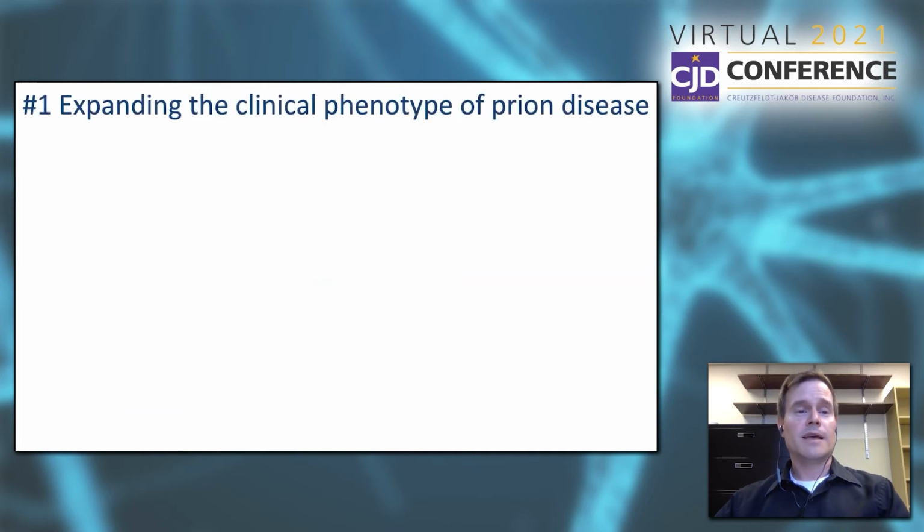In my opinion, the most important thing that's happened since 2008 and a little bit before that is the expansion of the clinical phenotype of prion disease. Now, in science, the word phenotype basically means appearance. And in the clinical world, it means what the patient looks like, but it also can refer to what a patient's brain looks like underneath the microscope. And this is where Dr. Gambetti played a huge role.